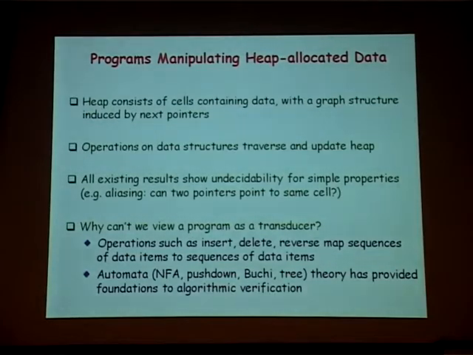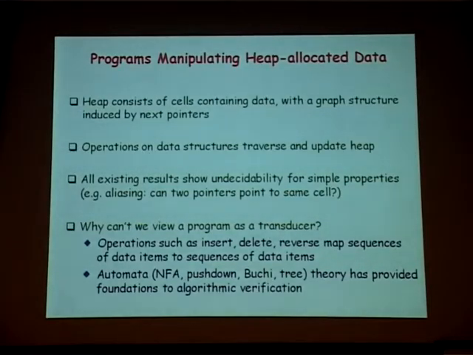Even without concurrency, if you just have a list, and a program with some pointer variables manipulating this data, answering questions such as, can two pointers point to the same cell at the same time? This is called aliasing. Can there be an aliasing problem somewhere? Such problems turn out to be undecidable. So the question that I'm interested in is how to develop algorithmic verification techniques for programs that manipulate heap allocated data.